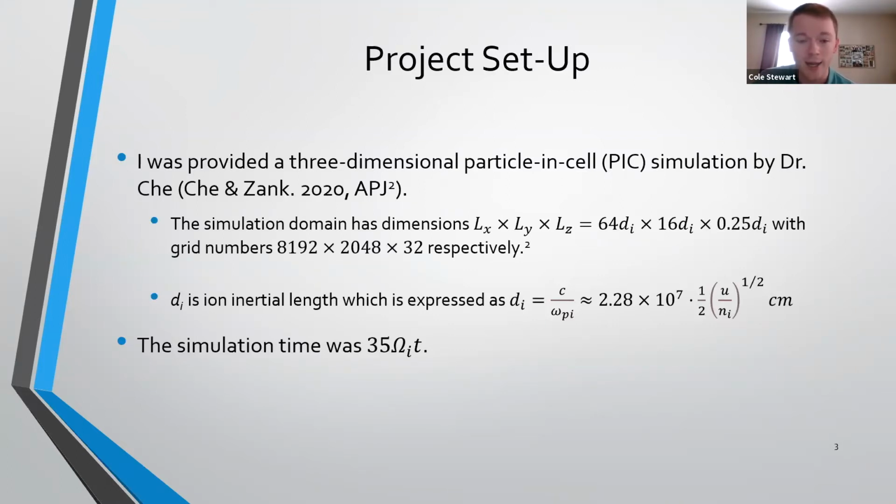Di is the ion inertial length, which is expressed as the speed of light over the ion plasma frequency. The ion inertial length is the scale at which ions decouple from electrons and the magnetic field becomes frozen into the electron fluid rather than the bulk plasma.